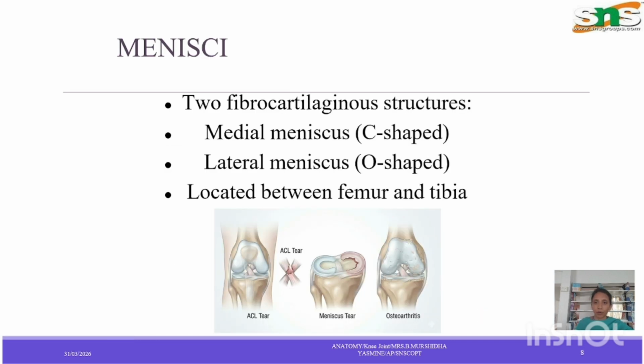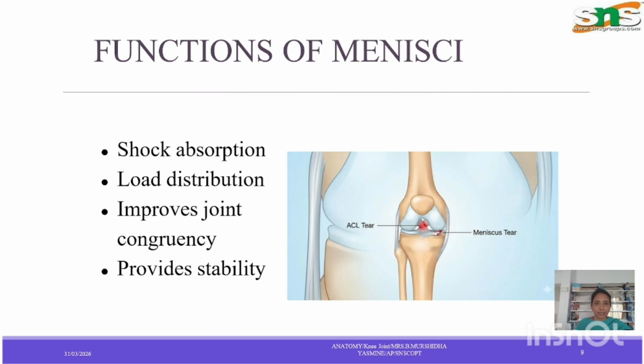Meniscus, two fibrocartilaginous structures. As I said, medial meniscus, lateral meniscus. Medial meniscus is a C-shaped one. Lateral meniscus is the O-shaped one, which is not an incomplete one like the medial meniscus. So it is located between the femur and the tibia. So we need to memorize that there are two fibrocartilaginous structures, medial meniscus and lateral meniscus.